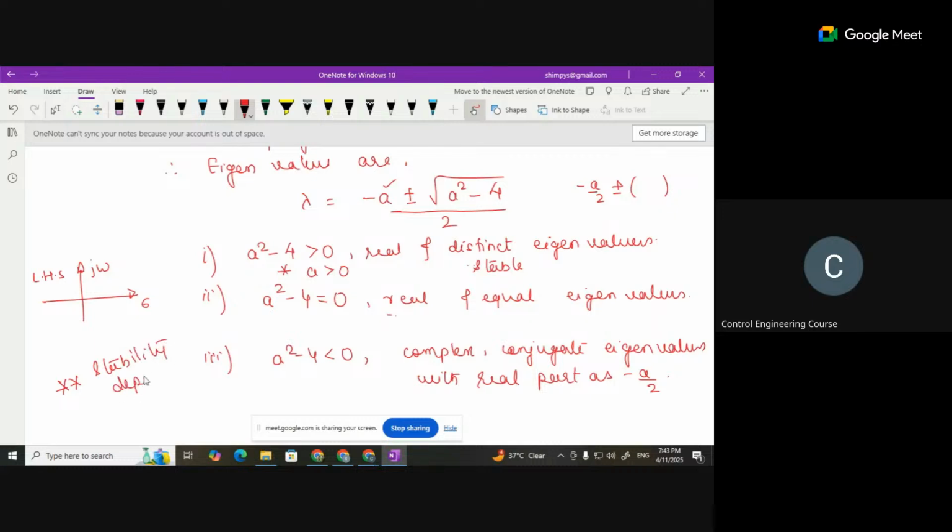Of course, your stability depends on A. And for this part, when A is less than 0, forget about 4, what does it indicate? Unstable for this value of A. You can just put in the values and check, just random values by trial and error. So I guess this is clear to you, how to do the linearization using the Jacobian.